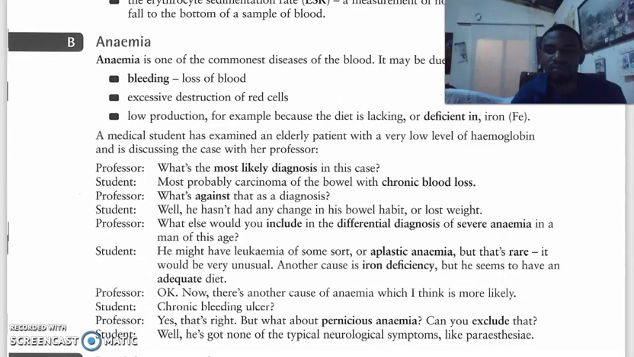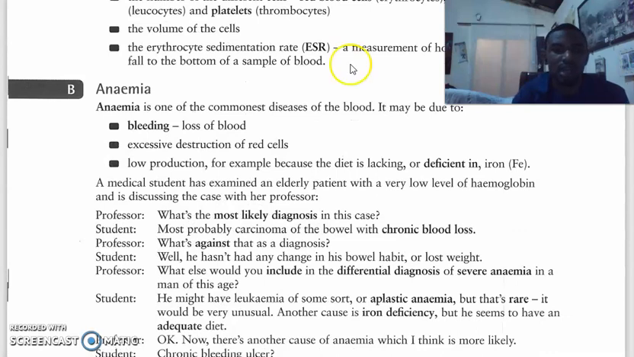B. Anemia. Anemia is one of the commonest diseases of the blood. It may be due to bleeding, loss of blood, excessive destruction of red cells, or low production, for example because the diet is lacking or deficient in iron. A medical student has examined an elderly patient with a very low level of hemoglobin and is discussing the case with her professor.